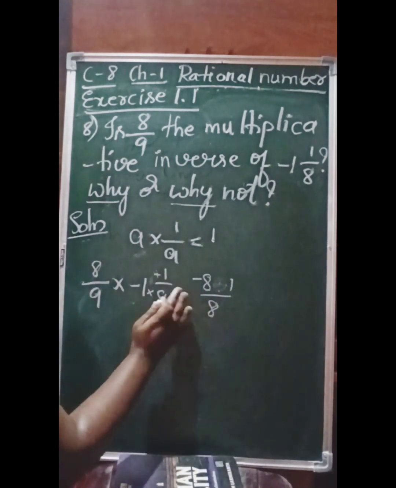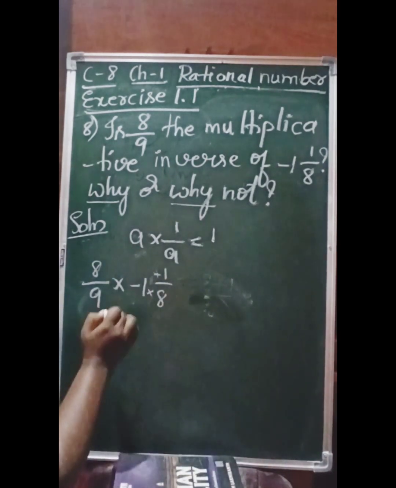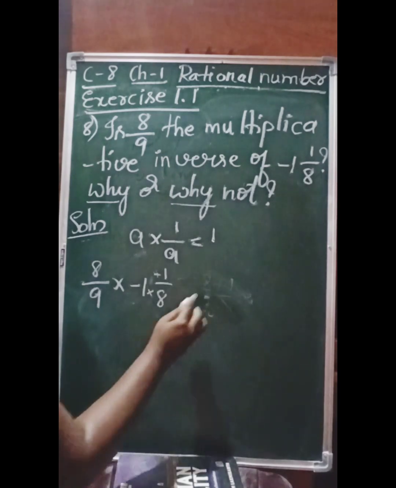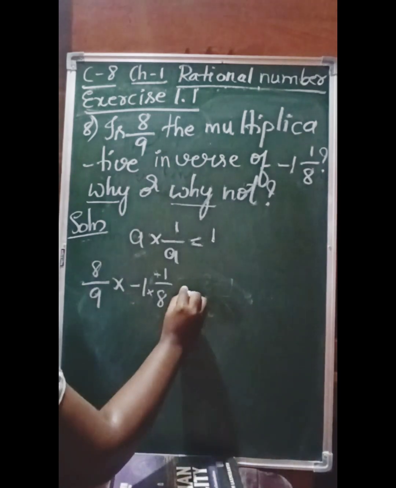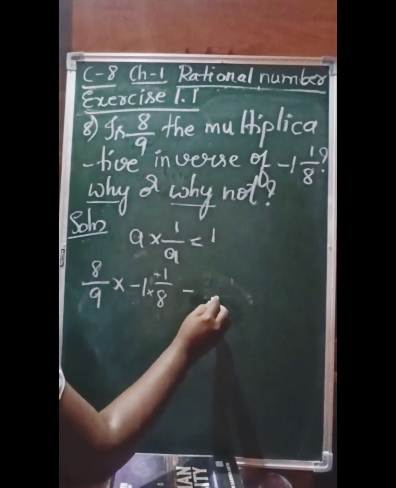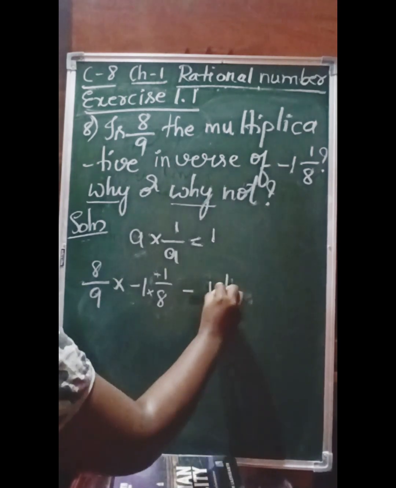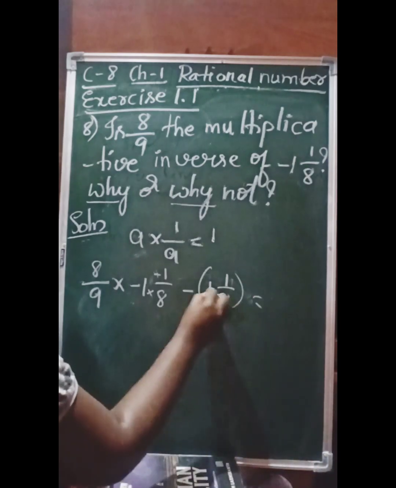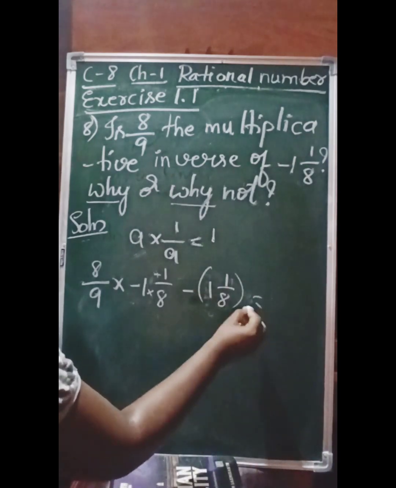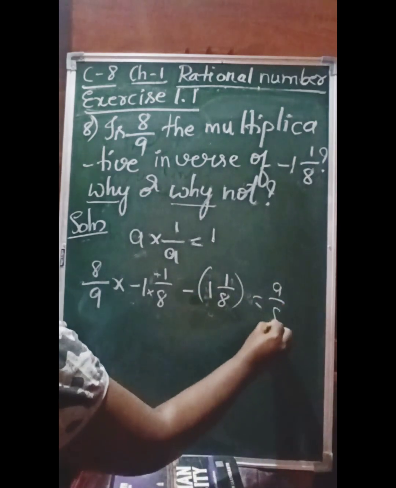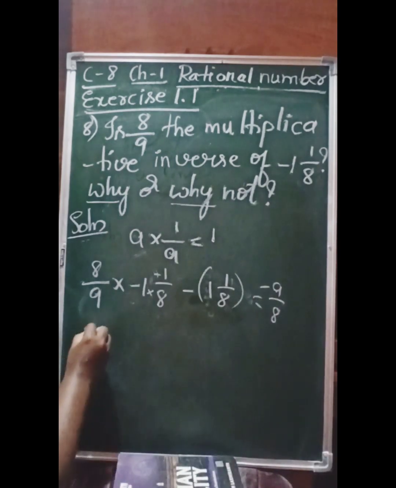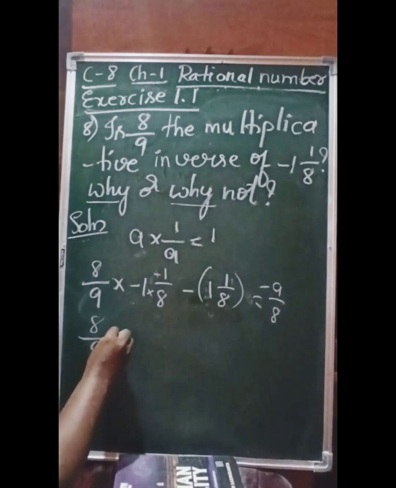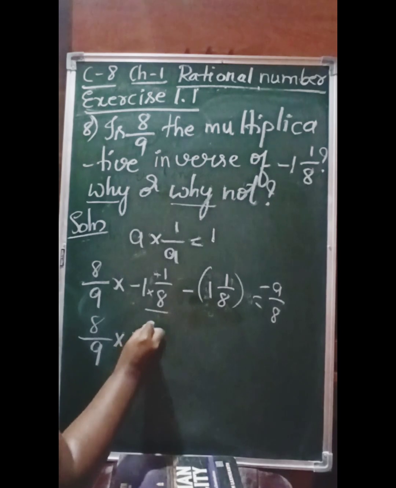So here, when you multiply this one, you will get 8. 8 plus 1, keep the minus separate. So consider 1 by 8. Now try to solve this one without the negative sign. What will you get? 8 into 1 is 8, 8 plus 1 is 9, so 9 by 8. Now consider the minus. So 8 by 9 into... when you solve this one, you will get minus 9 by 8.